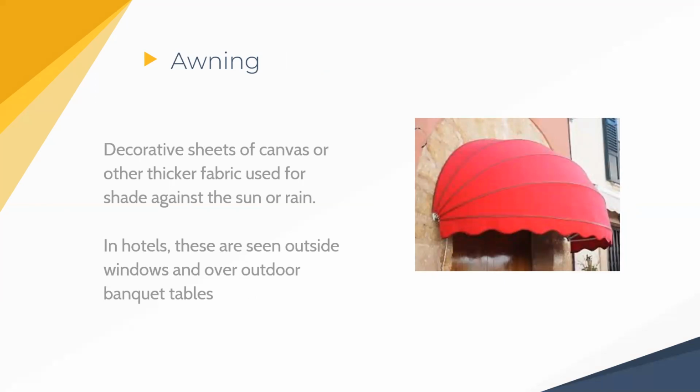Awning is a term I thought I'll use because not very many people know this. They just think it's a covering or a canopy, which is also not wrong, but let's use the right term, awning, and please look at this spelling also. It's decorative sheets of canvas or anything thicker. It can be a thick fabric or a non-cloth material, often used for shade against sun or rain. You see this at the swimming pools, you see this on banquet tables, especially outdoors. You see this outside windows or balconies like you can see here. So that's an awning.